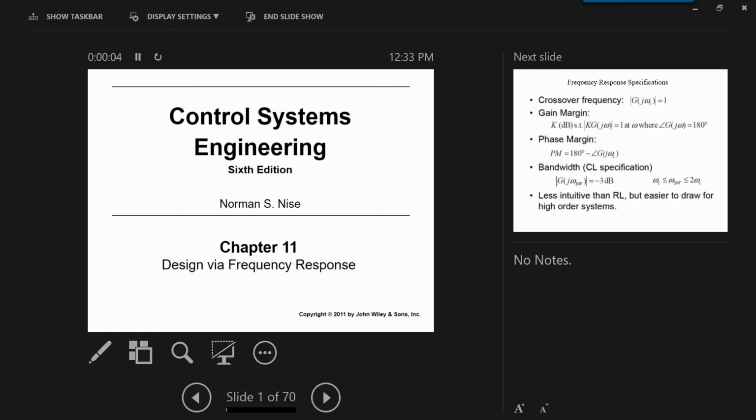Okay, so what we are going to study is the frequency domain analysis for control systems, and here we are doing the design via frequency response, and today is December 16. Okay, so this is what we are going to study today.